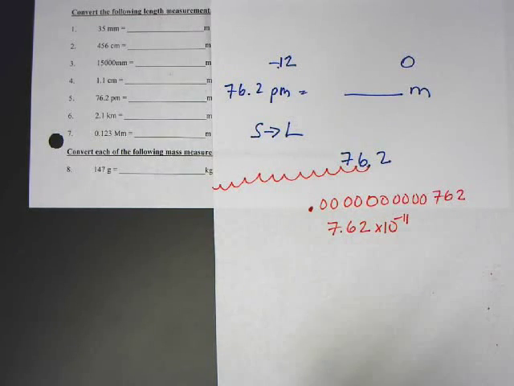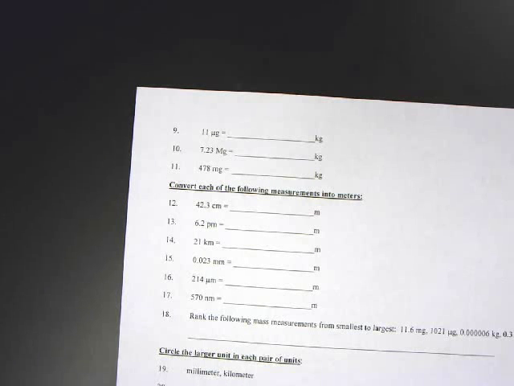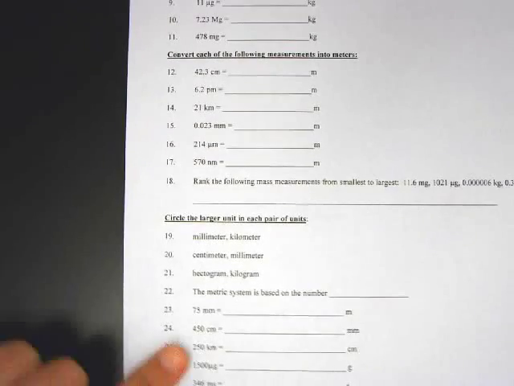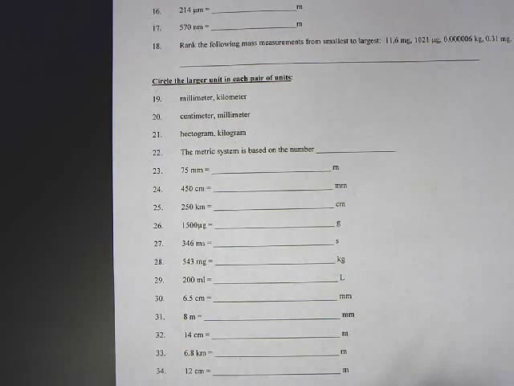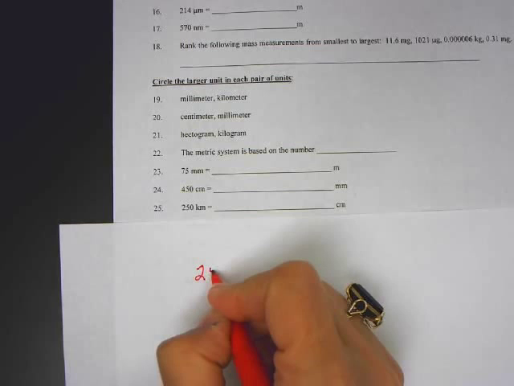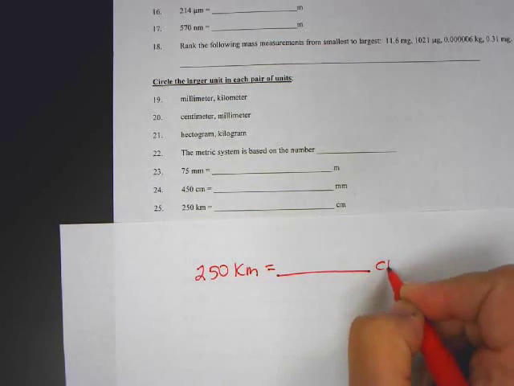All right. Now let's look at the ones where people commonly make mistakes on the homework. So let's flip over to the back, and let's do some of these ones down here. We'll look at number 25. Number 25 says 250 kilometers, and I want to know how many centimeters that is.